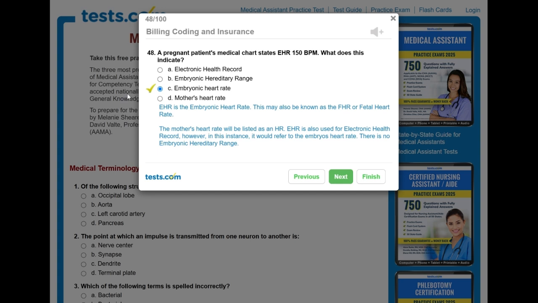C. Embryonic heart rate. EHR is the embryonic heart rate. This may also be known as the FHR, or fetal heart rate. The mother's heart rate will be listed as an HR. EHR is also used for electronic health record. However, in this instance, it would refer to the embryo's heart rate. There is no embryonic hereditary range.